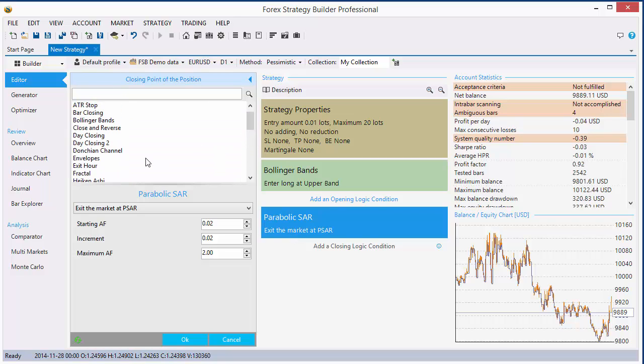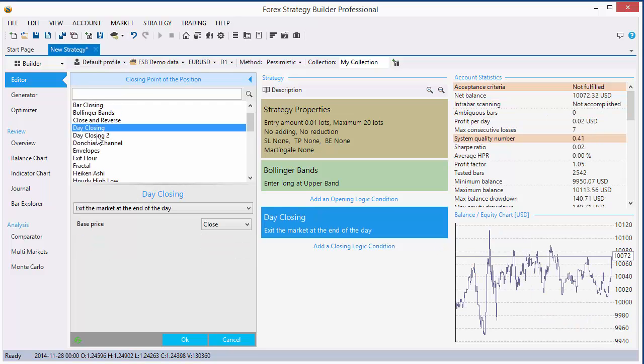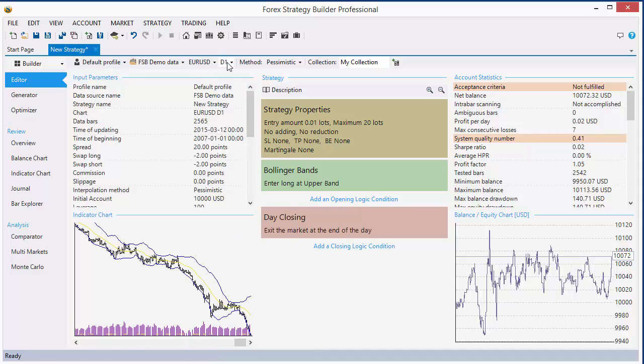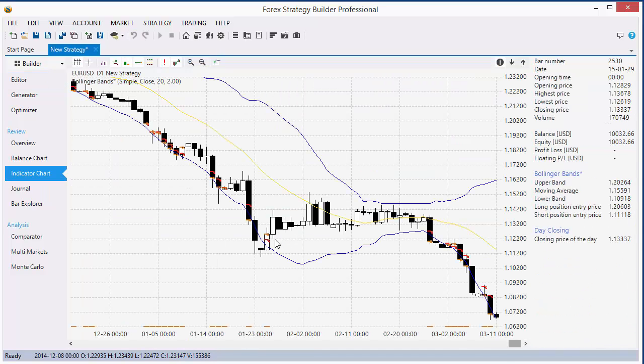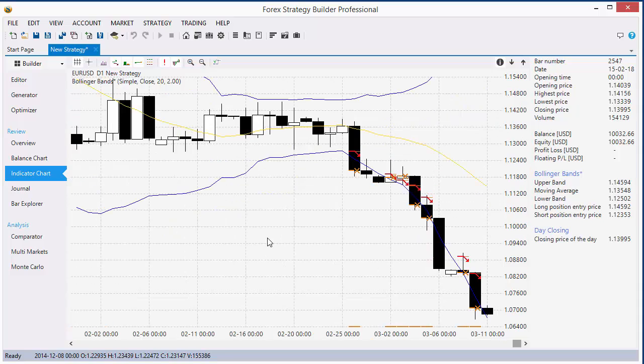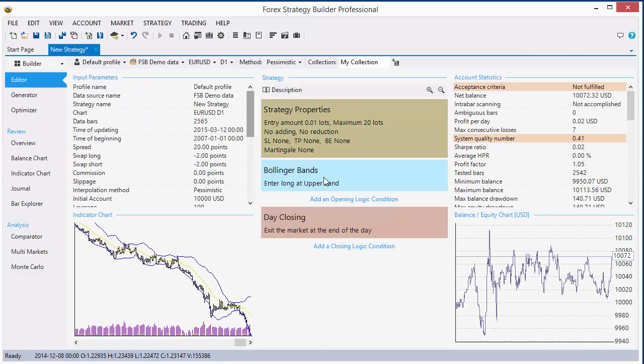Let's say something about the Day Closing indicator. This is also a specific indicator. The Day Closing indicator determines that the exit price must be at the end of the day, at the end of the last bar of the day. When you're on the daily chart, when the bar closes, we're closing our position.